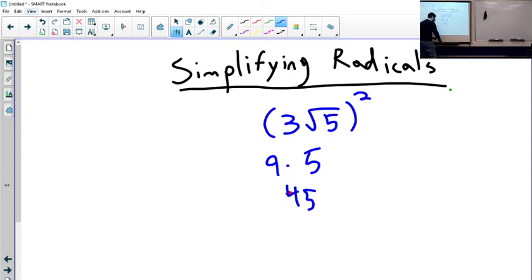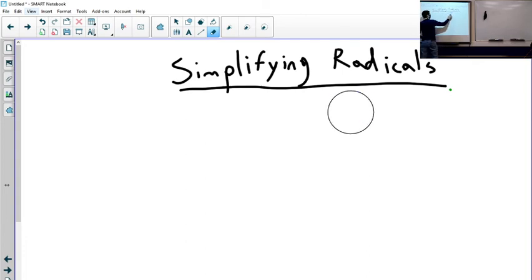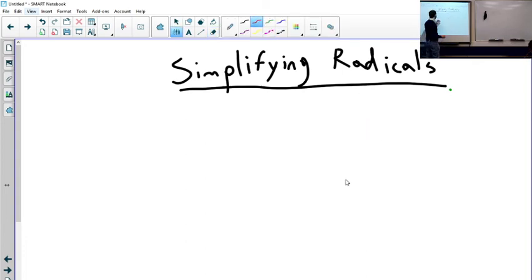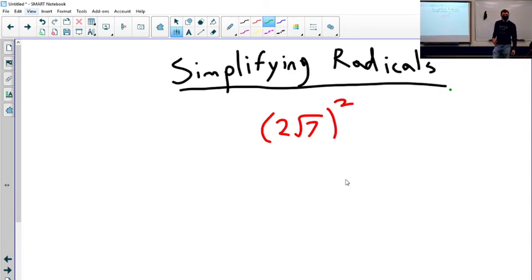Okay, let's do another one of those. Two squared is 4. Square root of 7 squared is 7.